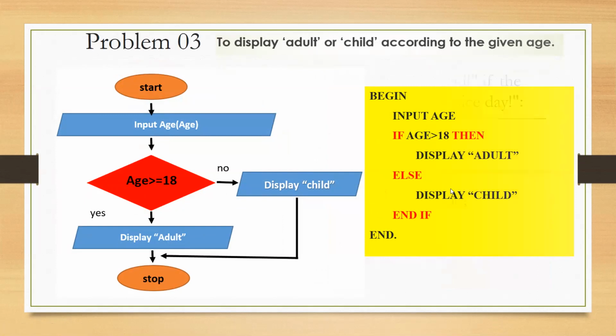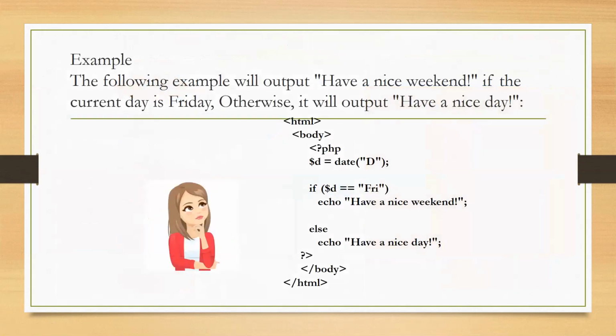Now let's see how to do all these in PHP. Okay, so this is my first PHP code example. Only after this can we check those previous examples. The following example will output 'Have a nice weekend' if the current day is Friday. Otherwise, it will output 'Have a nice day'.